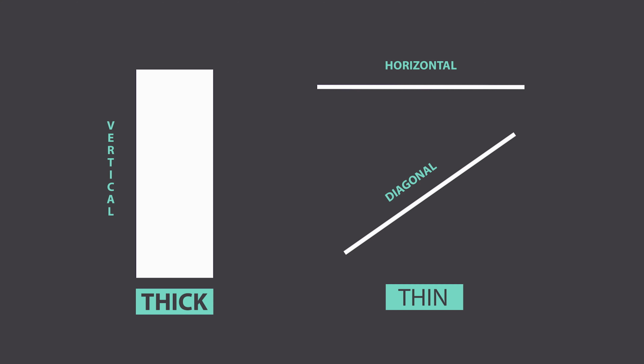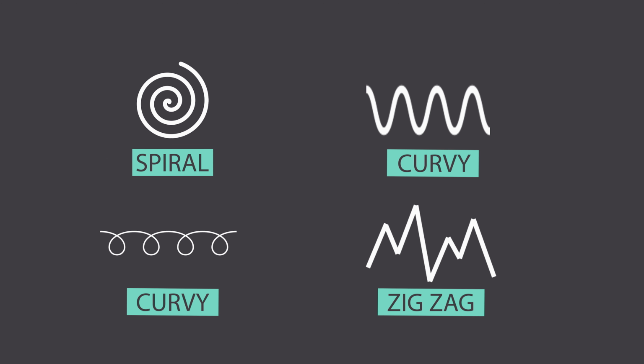There are many types of lines such as thick, thin, horizontal, vertical, diagonal, curly, curved, spiral, and many more. Lines are essential tools for artists, although some artists show their lines more than others.